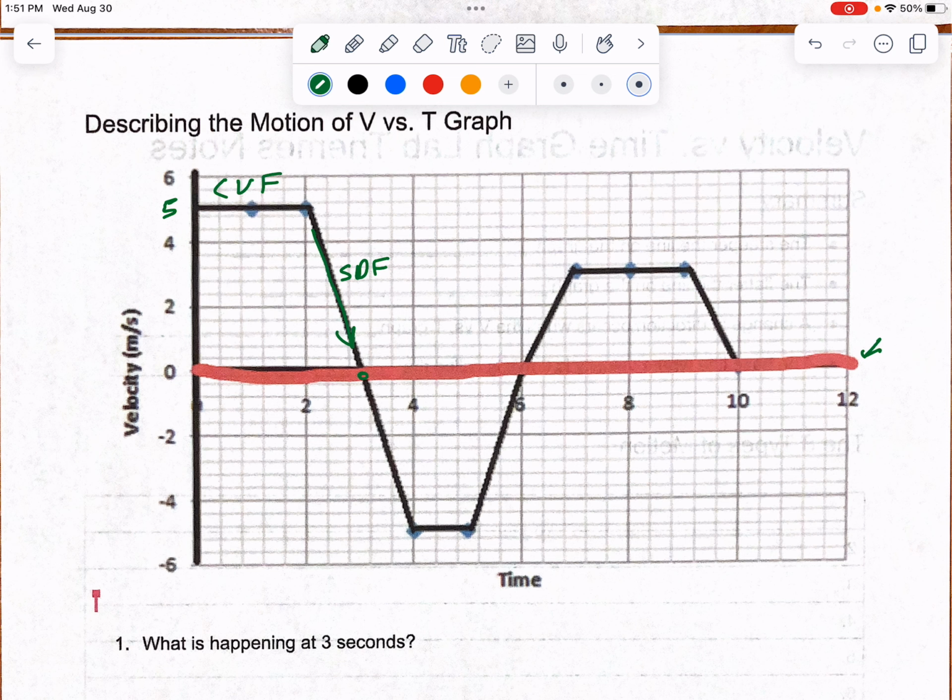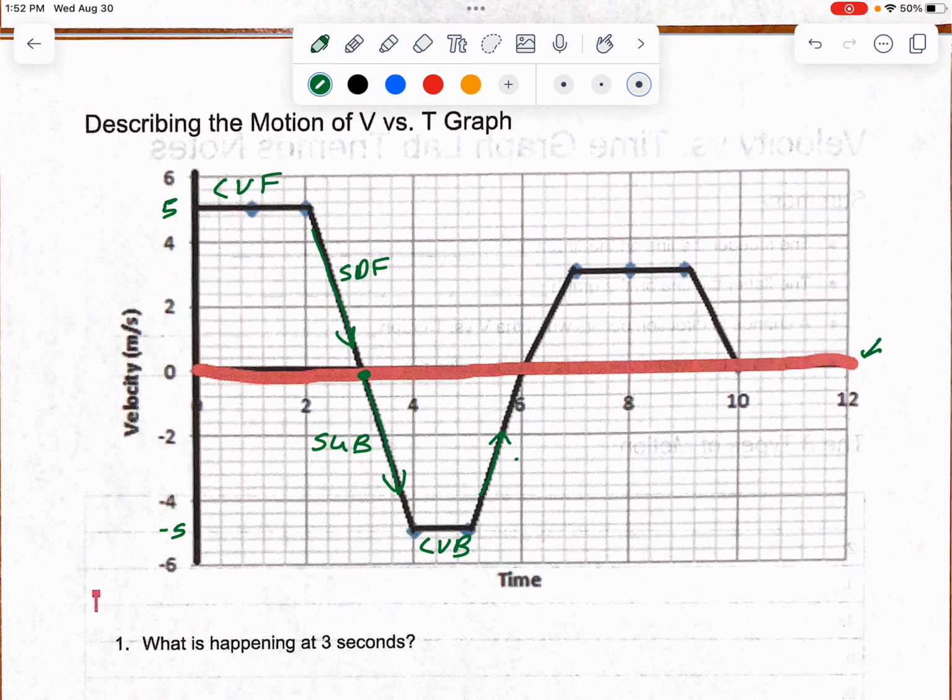Then at 3 seconds, it looks like I stopped. So I have no motion at 3 seconds. And then if you keep going, now I went through the x-axis, and I'm going away from 0 now. So if you're going away from 0, you've got to be speeding up. But now, since you've dipped down into the negative, you're going backwards. So this would be speeding up backwards, so SUB. Then it looks like we hit a constant velocity backwards, so we stay at -5 the entire time, from 4 to 5 seconds. And now we're going back up towards 0.